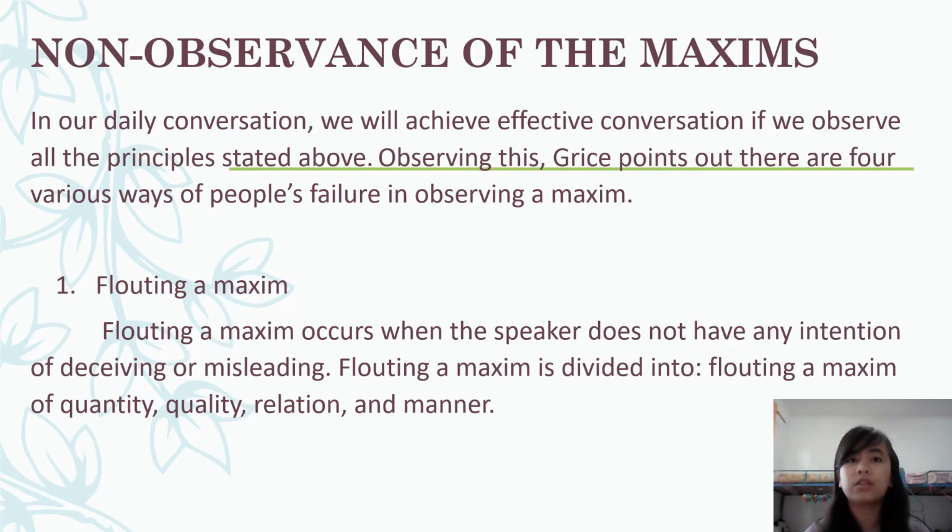Now I want to explain non-observance of the maxims. In our daily conversation, we will achieve effective conversation if we observe all the principles stated above. Grice points out there are four ways in which people fail to observe a maxim. The first one is flouting a maxim. Flouting a maxim occurs when the speaker does not have any intention of deceiving or misleading. Here, the speaker wishes to raise the hearer's attention to the implicit meaning, which is different from or in addition to the expressed meaning. According to Grice, this additional meaning is called conversational implicature, and the way such implicature is generated is called flouting a maxim.